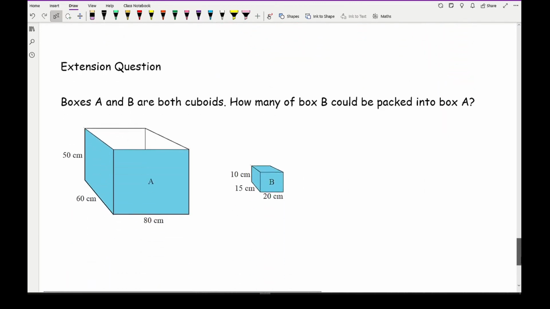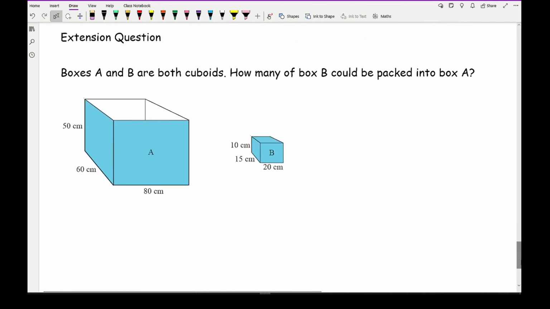So let's now have a look at an extension question. Now in this extension question it says boxes A and B are both cuboids. How many of box B could be packed into box A? Again, this is a very common question that comes up. There's a couple of ways in which you can answer this particular question.